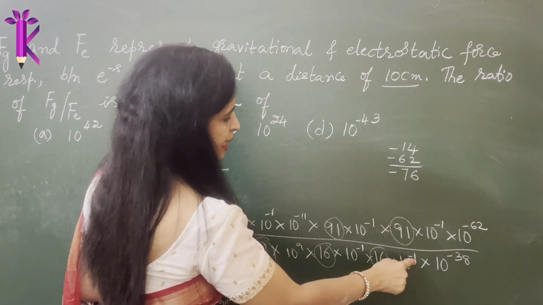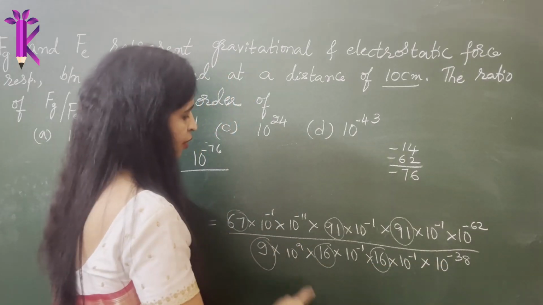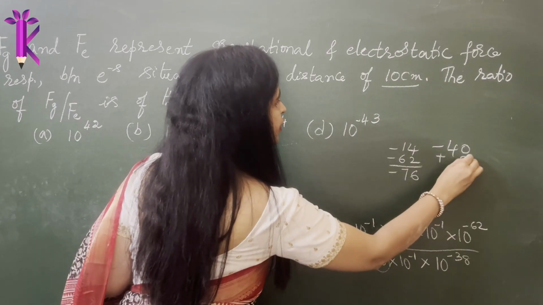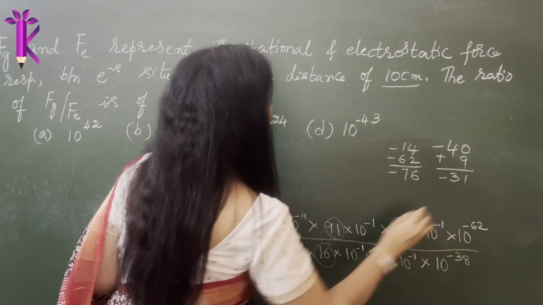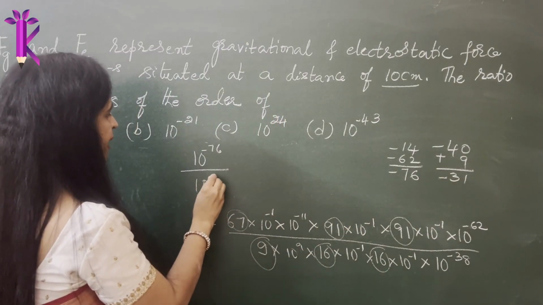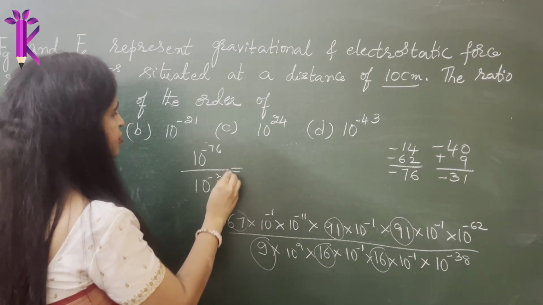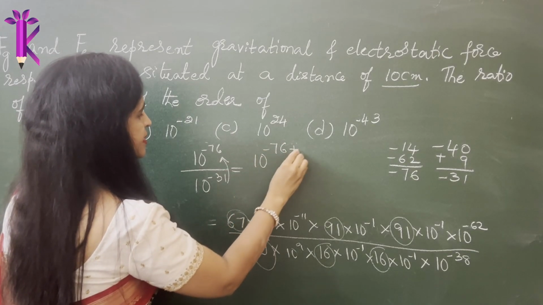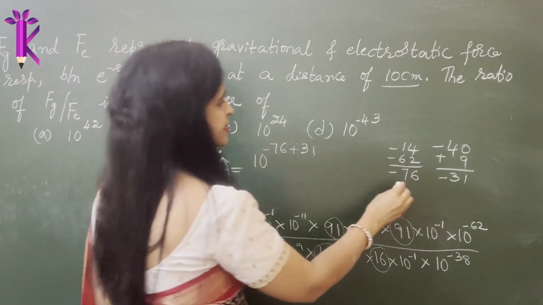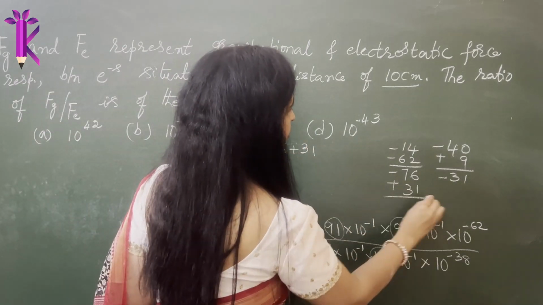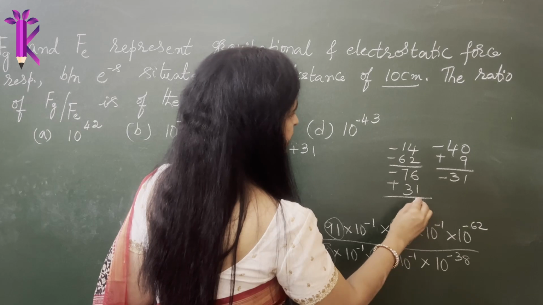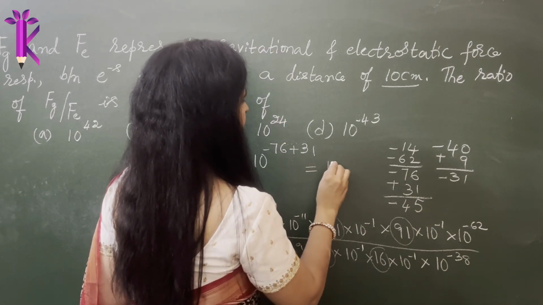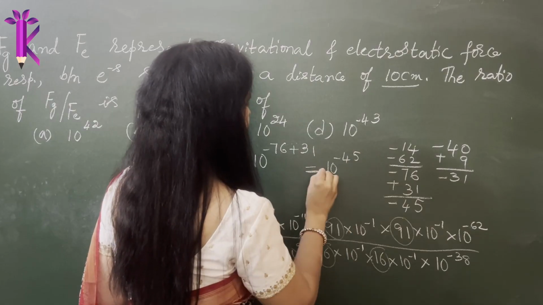Minus 1 is minus 2, minus 38 is minus 40. Minus 40 and plus 9. When you have minus 40 and plus 9, you get minus 31. So you have 10 to the power of minus 31. So this goes to the numerator, it becomes plus. So you have 10 power minus 76 plus 31. So minus 76 plus 31 would be, 6 minus 1 is 5, 7 minus 3 is 4. It is 10 to the power of minus 45 approximately, right?